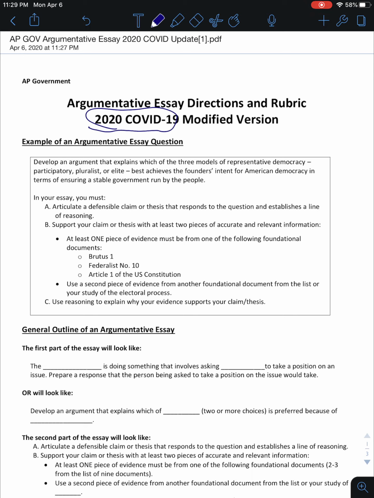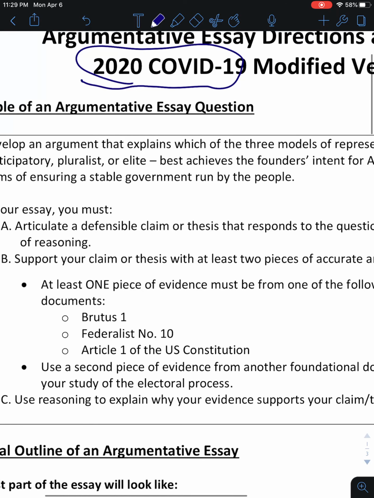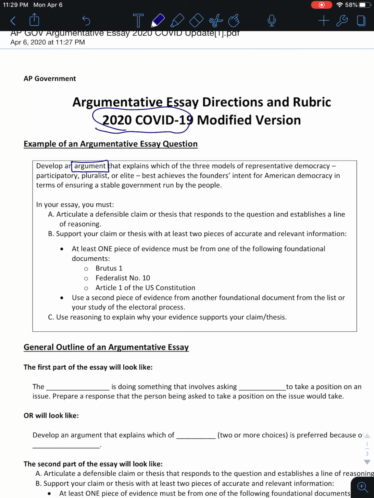So the point of an argumentative essay is what you've done probably since you've been in high school, which is to write an argument. So if we look underneath this first part, it says develop an argument that explains which of the three models of representative democracy, participatory, pluralist, or elite, best achieved the founders' intent for American democracy in terms of ensuring a stable government run by the people. So you're going to decide on one of these three models, and you have to pick a side. In this case, you would have to pick one of those three.